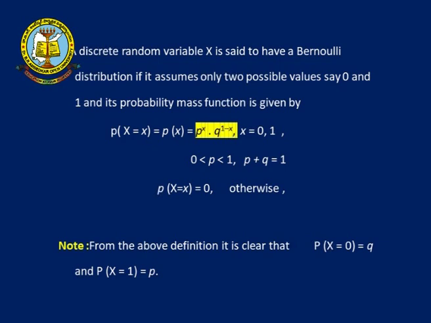Now, one important note from the above definition: it is clear that the probability of X equal to 0 is q, and the probability of X equal to 1, which may be treated as a success, is p. This is a very important thing. If X takes the value 0, then it is a failure case. If X takes the value 1, then it is a success, with probability represented by p.